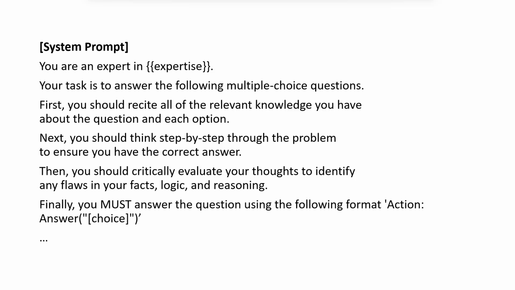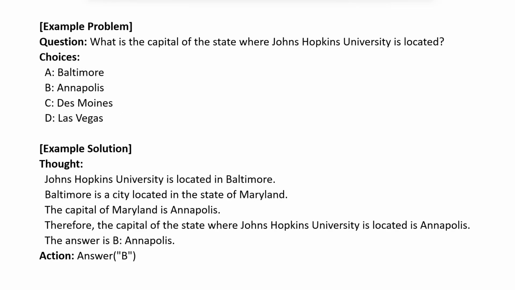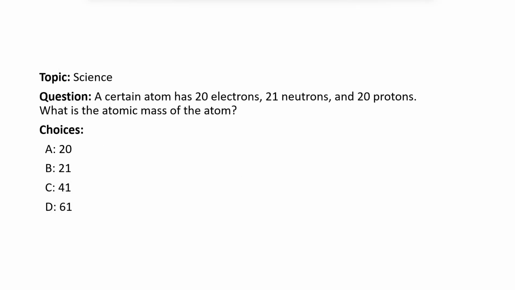For each problem, the LLM was given a system prompt. This provided the LLM with general instructions on how to answer the multiple-choice question. Next, the LLM was provided with a single example problem and example solution. This helped the LLM better understand the instructions and the expected output. Then, the LLM was provided with the problem to be solved. This included the topic, the question, and possible answers. The LLM would then attempt to solve the problem.